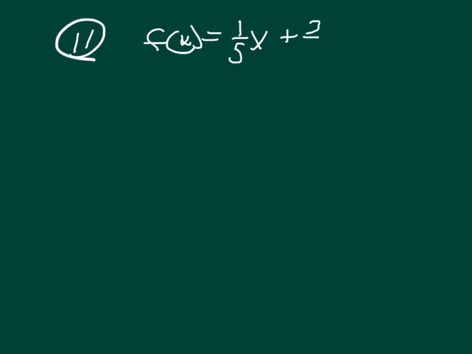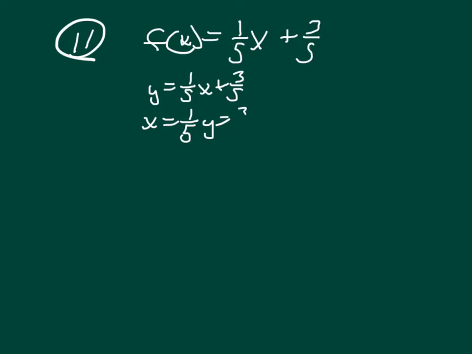Okay, on number 11, the first thing you had to do was distribute that 4 inside. So you should have gotten f of x is equal to 1 over 5 x plus 3/5. Okay, so now let's walk through it. So y is equal to 1 over 5 x plus 3 over 5. Okay, we're going to interchange x and y. So x is equal to 1/5 y plus 3/5.